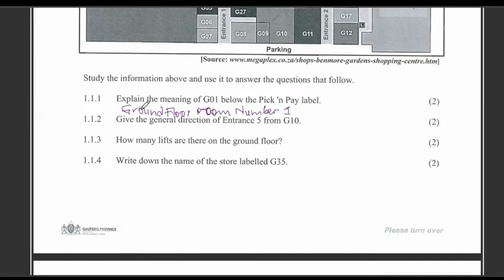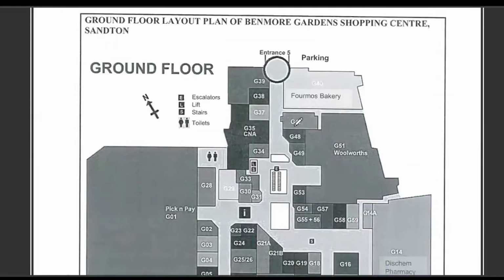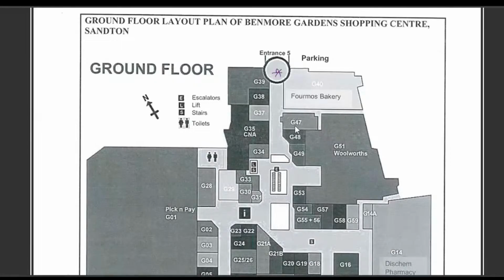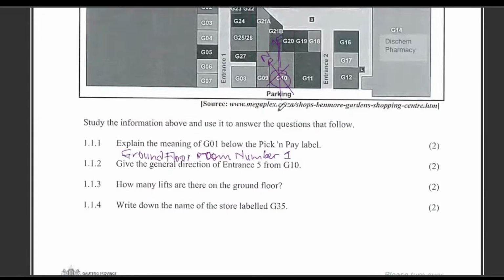Okay. Then give the general direction of entrance 5 from G10. G10 is here. Then entrance number 5, it's right here. Now, when you look at the campus, it is drawn in a slanting way. If this is our north, what could this be? It's probably northeast.